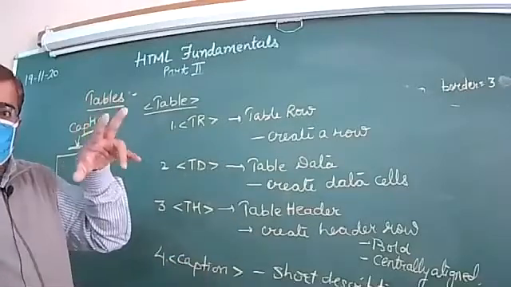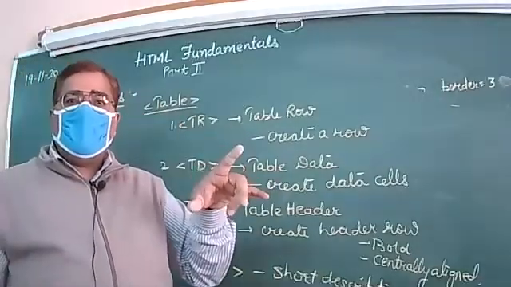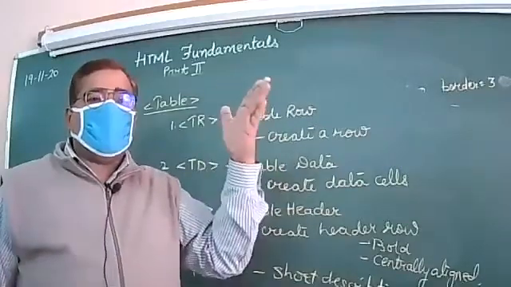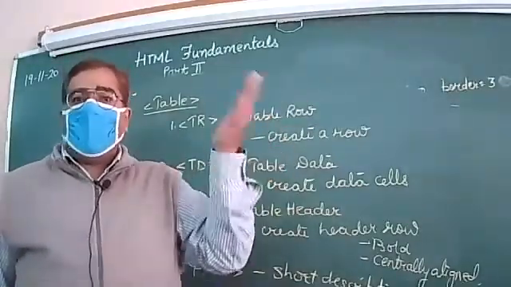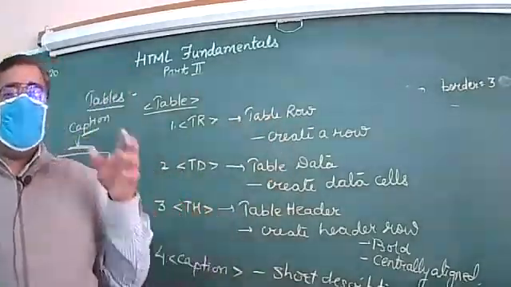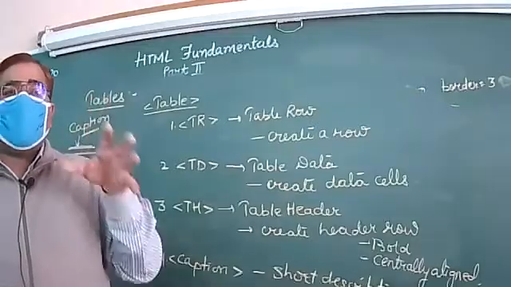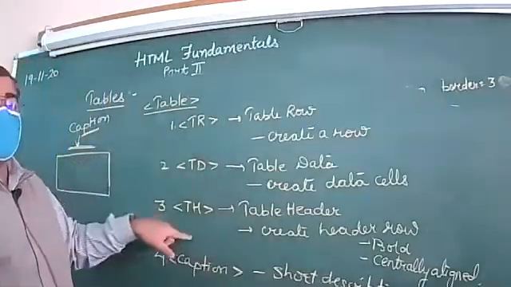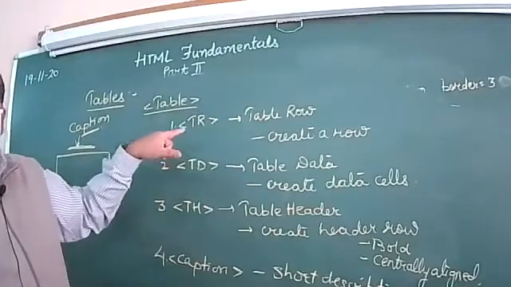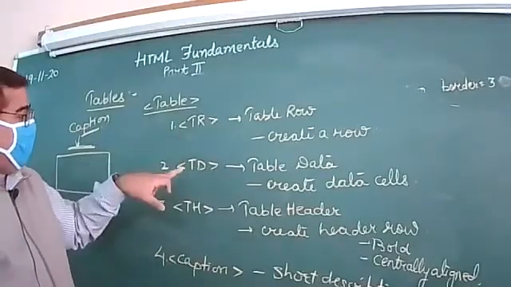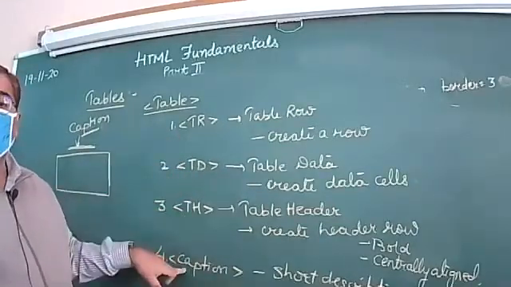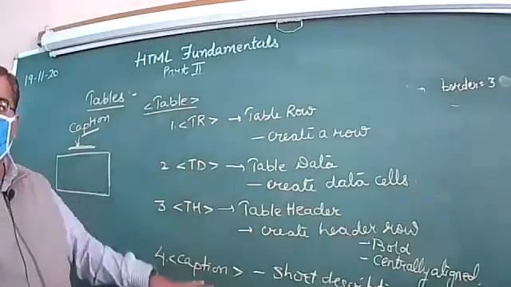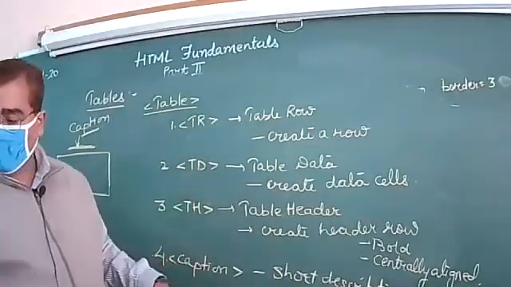The question looks the same, but it is different. In the first question, I asked you the basic or structural tags of HTML. But in the second question, I am asking the basic or structural tags of the table. These are the 4 basic tags which are associated with the table: TR, TD, TH and caption. Am I clear with the role of these 4 tags?